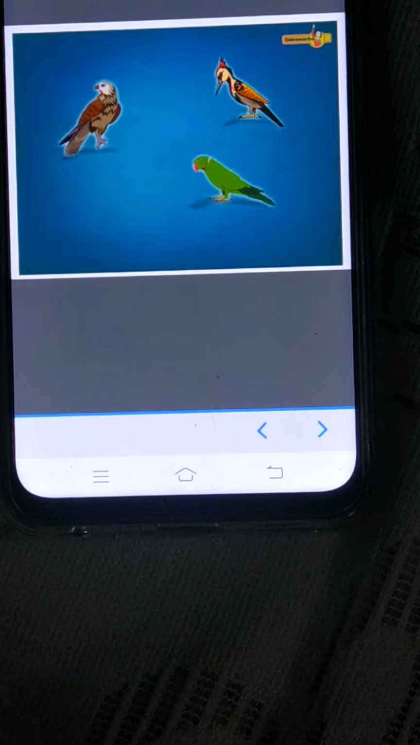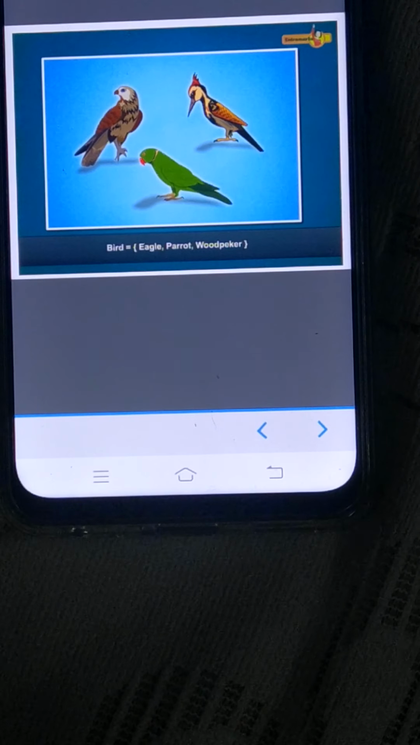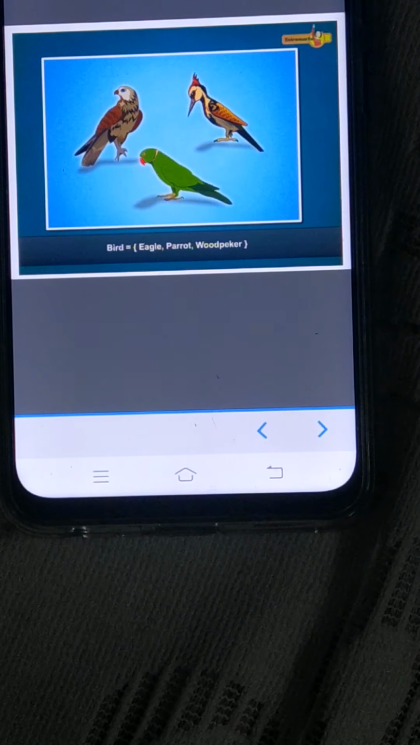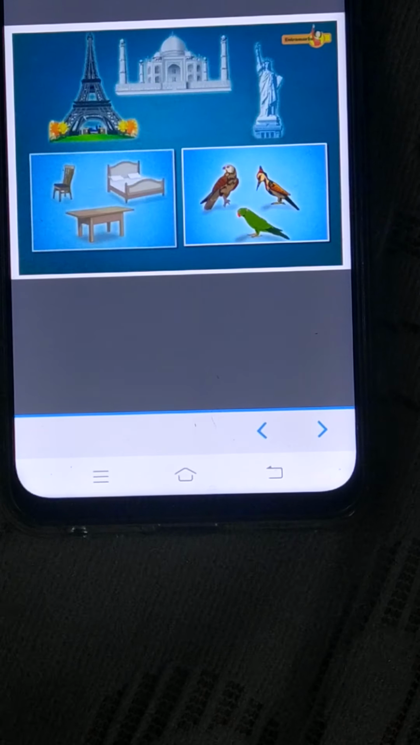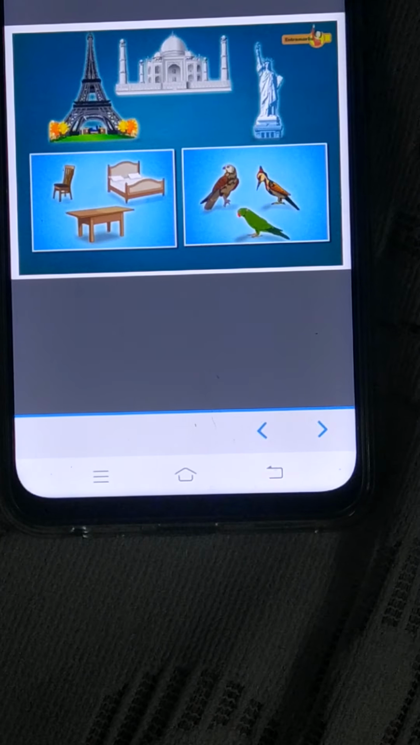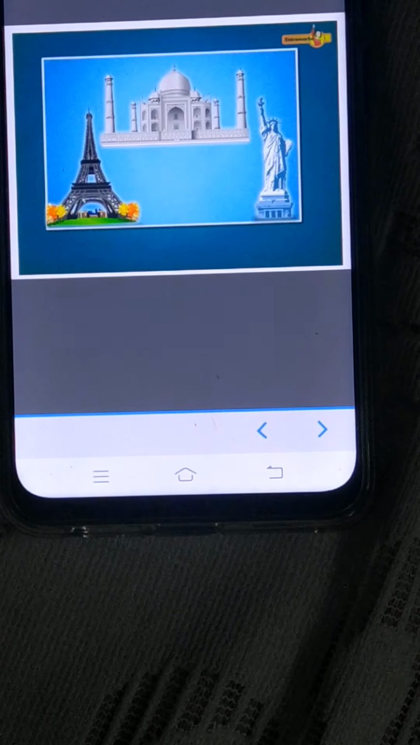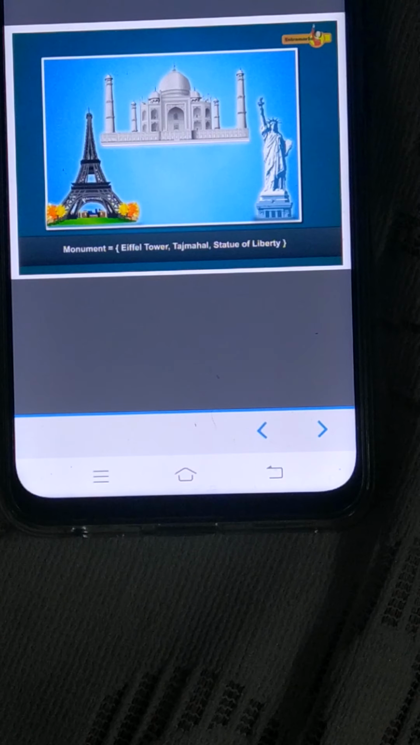Now, let us form one more set. Can you tell the name of this set? Yes, it is bird. See, some objects are left behind. Do these objects form any set? Yes, these all are monuments, and we can name this as a set monument.